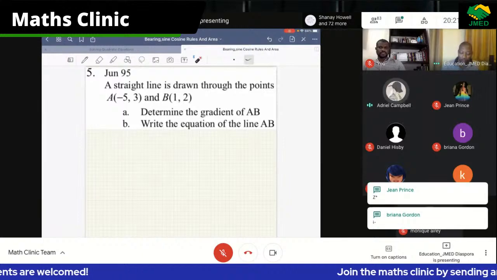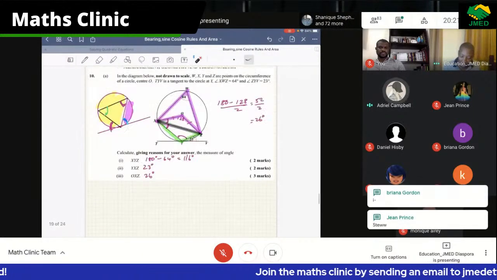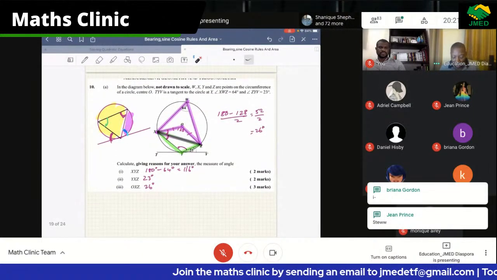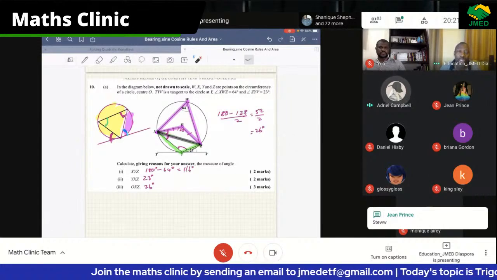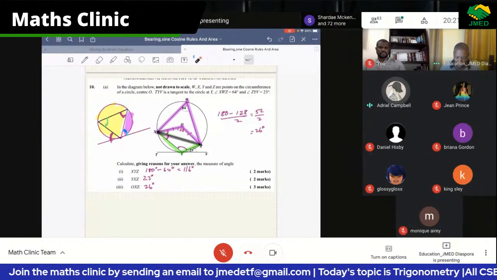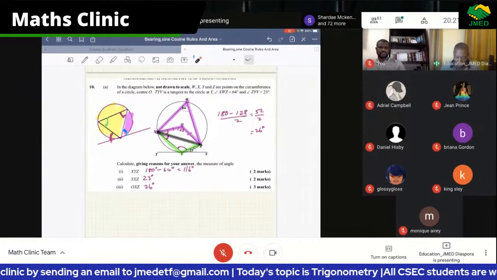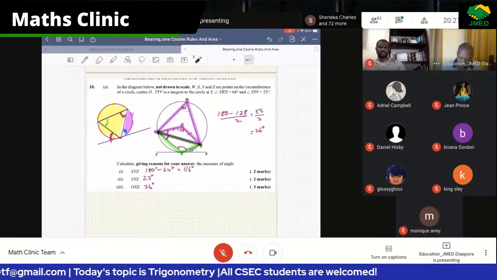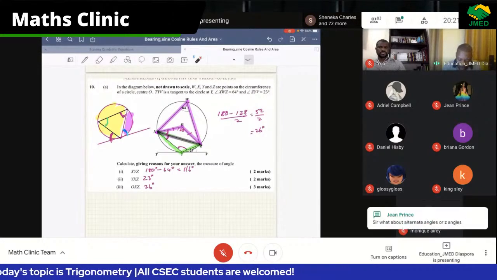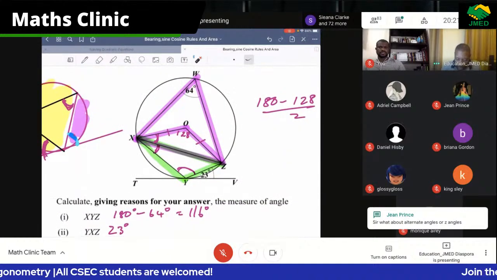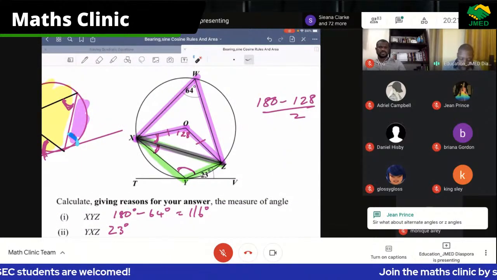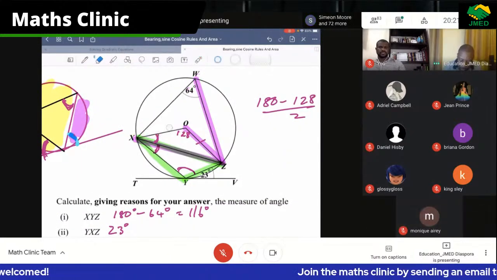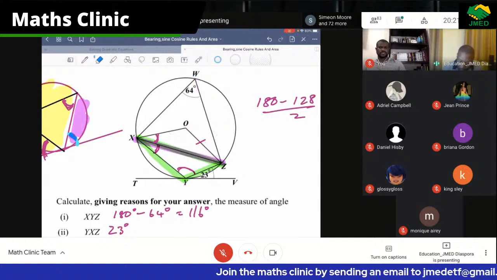I'd like to ask a question, please. Sure. So the angle formed at x, that would equal the 23 degrees? Angle formed at x. Let me see what you're asking me. Okay, yes, with this green one. Okay, sir. Thanks.